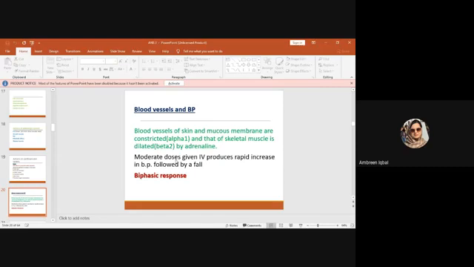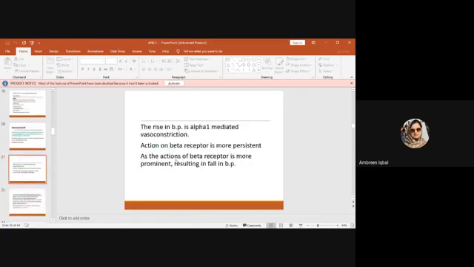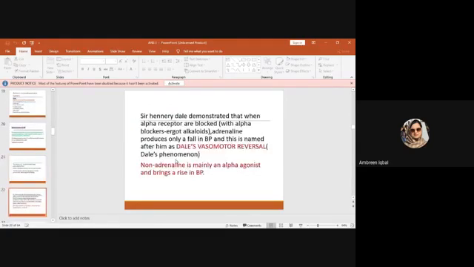Later on, the dominating long-lasting effect is a decrease in the blood pressure. The initial increase is due to alpha-1 mediated vasoconstriction, and the later decrease is due to beta-2 vasodilatation. This response was demonstrated by Sir Henry Dale, who showed that when alpha receptors are blocked with alpha blocking agents, adrenaline produced only a fall in the blood pressure, and he named this response Dale's vasomotor reversal or Dale's phenomenon. This was all about adrenaline.